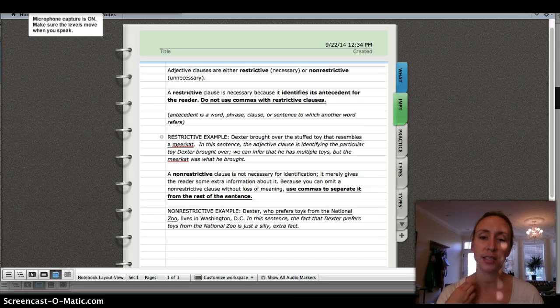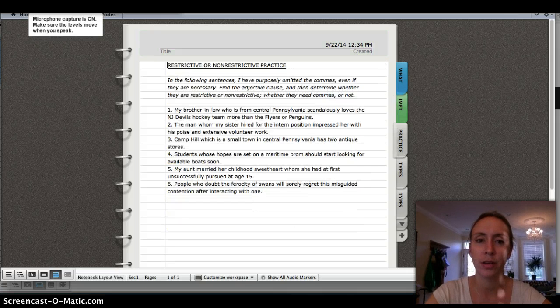A non-restrictive clause is not necessary for identification. It's just some sort of fun extra information. You use commas to separate it because it's non-restrictive, it's non-necessary. Dexter, who prefers toys from the National Zoo, lives in Washington, D.C. In this sentence, the fact that Dexter prefers toys from the National Zoo is not that important to the sentence. It's just a fun fact. So we separate it by commas. It's non-restrictive.